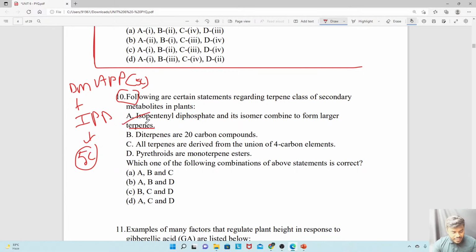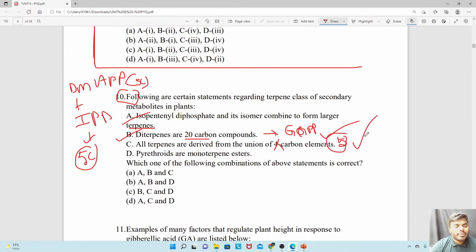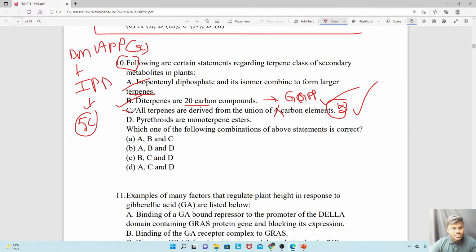Now look into option B. Option B says that diterpenes are 20 carbon. Undoubtedly. What is the best example we studied? GGPP, geranylgeranyl diphosphate. Right statement. Option C says that all terpenes are derived from the union of 4 carbon. Absolutely right? Wrong, friends. It is derived from how many carbon? 5 carbon element. So friends, option C is a wrong statement.